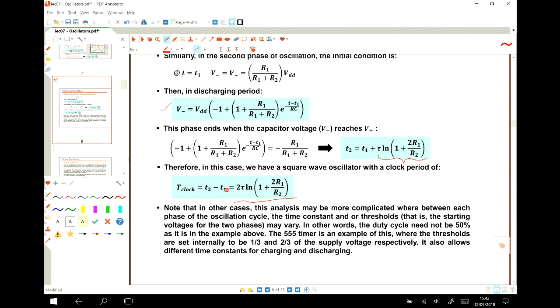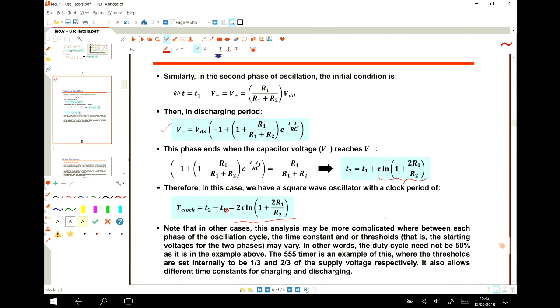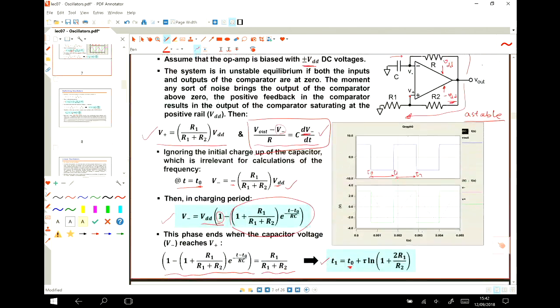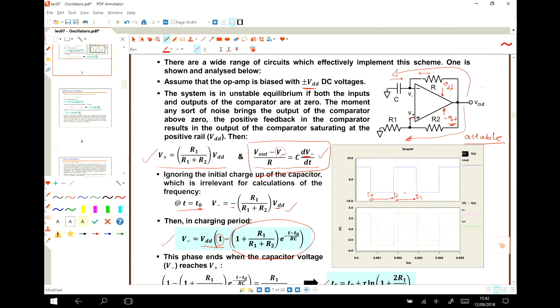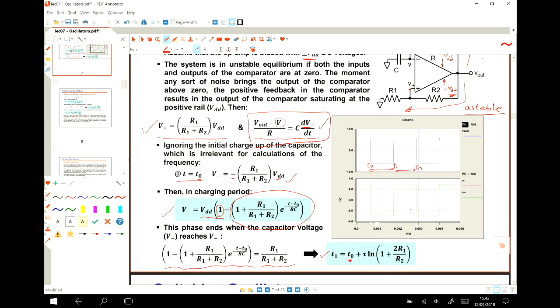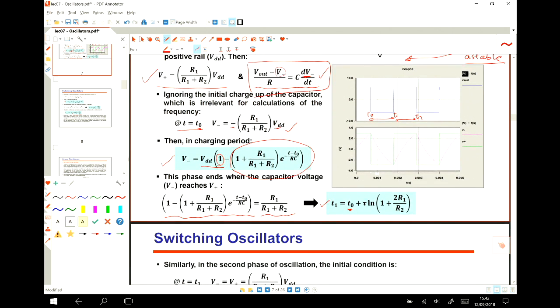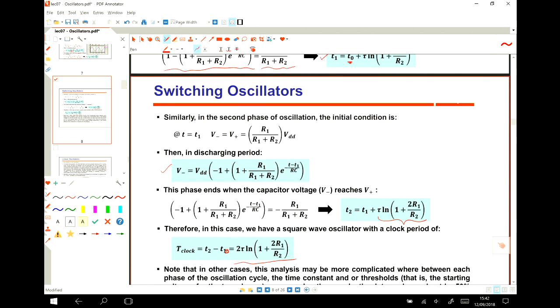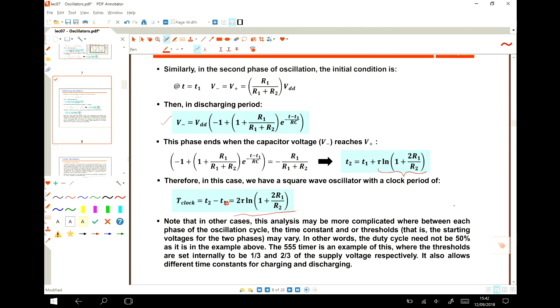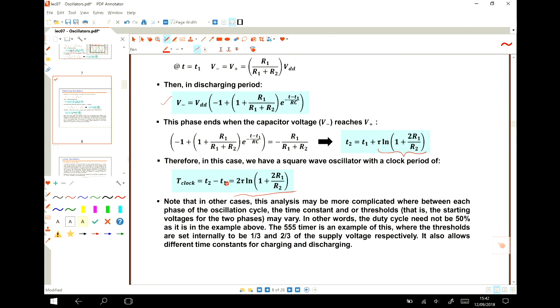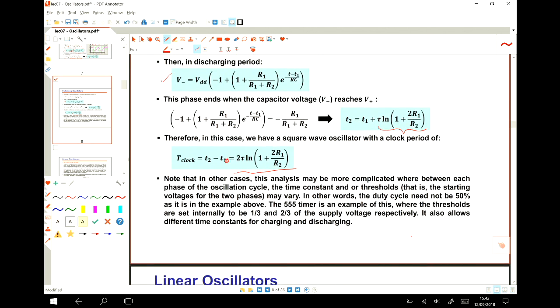How can we change this? Yeah. So actually in this circuit, I think we cannot change the duty cycle. But with 555, we can change the duty cycle. I mean the charging time and discharging time, then we can change those two. But here, because the charging time and discharging time are coming from the same formula. But with 555, we were able to do this.